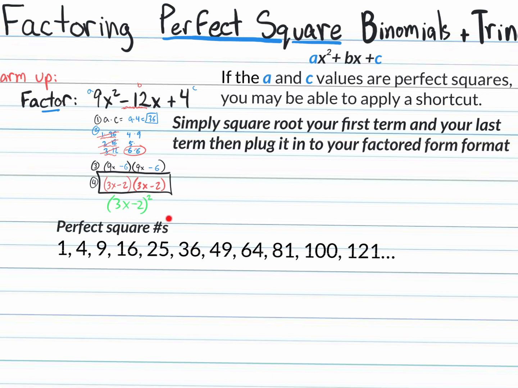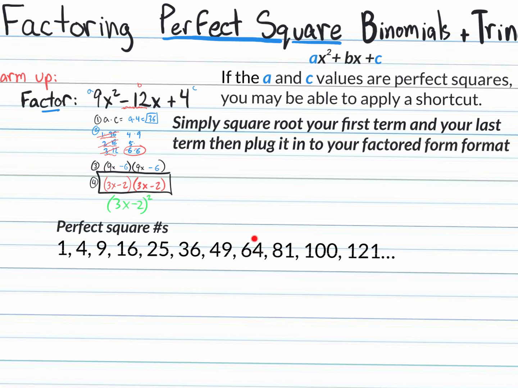You could make a perfect square number list even if you don't have it memorized. You could create it by simply doing 1 times itself, 2 times itself, 3 times itself, 4 squared, 5 squared, 6 squared, 7 squared, 8 squared. And we've done this in the past, where if I take the square root of any of these perfect square numbers, it's a nice perfect answer.